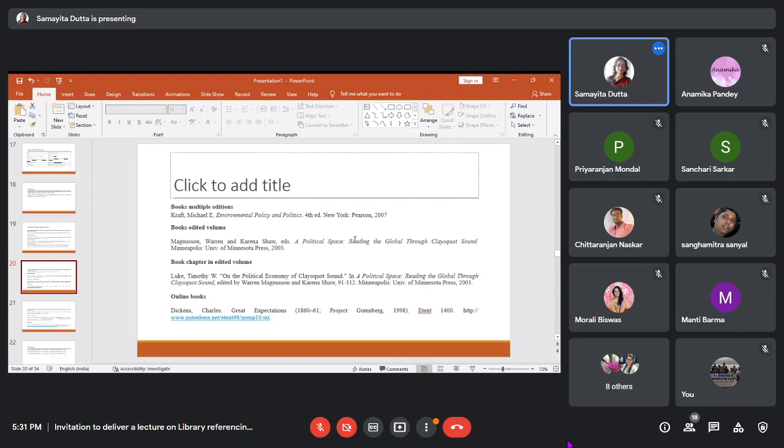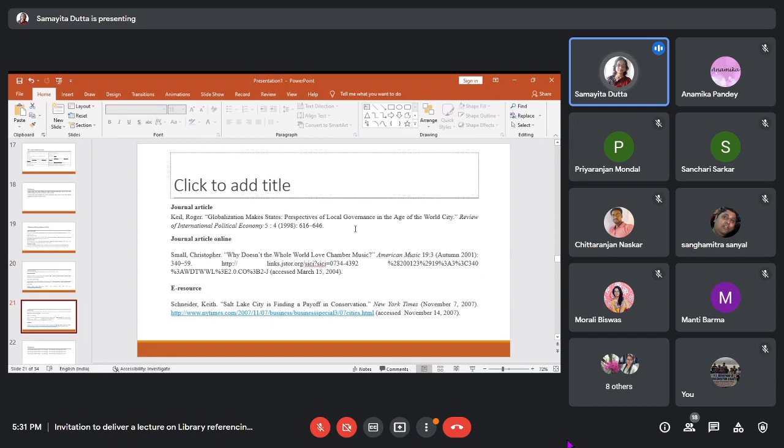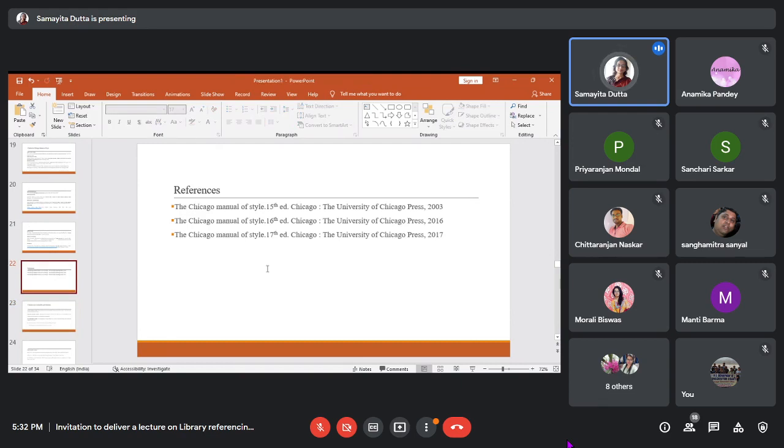In the case of a journal article, the apostrophe S would be there for the name of the article, and the periodical name or journal name would be italicized. Here the volume number and issue number of the journal article are separated by a colon, the year of publication is mentioned further, and after that we again use a colon to separate the page numbers. This is the page numbers. That is the references of Chicago manual style. You can go through that.